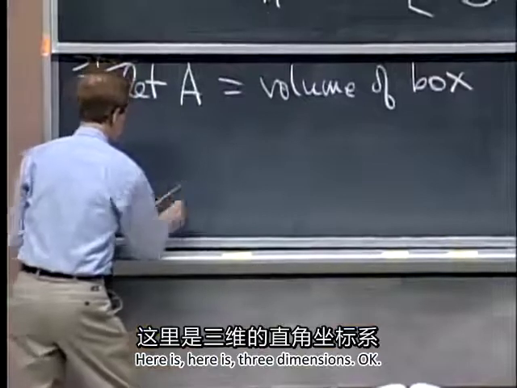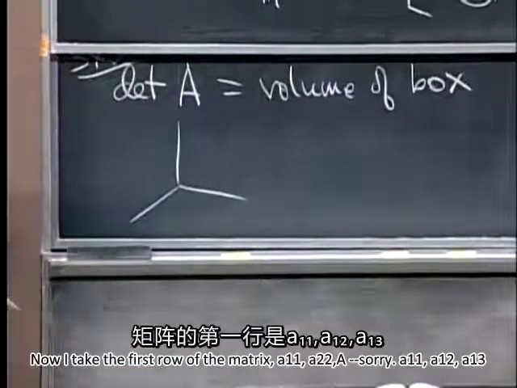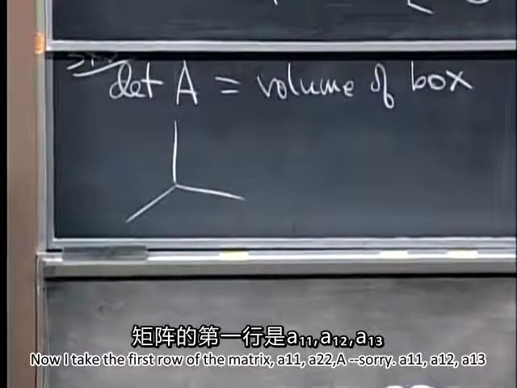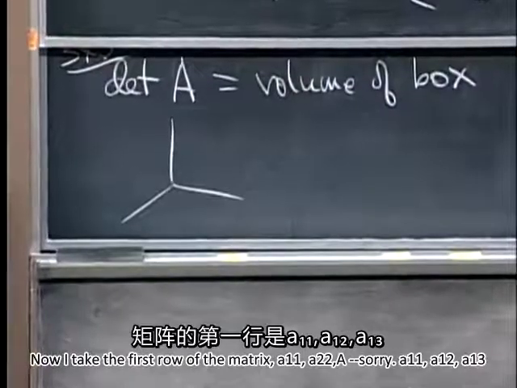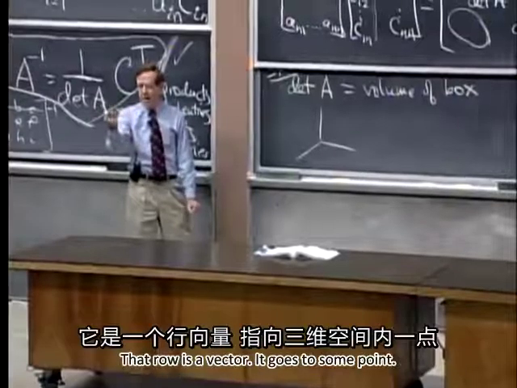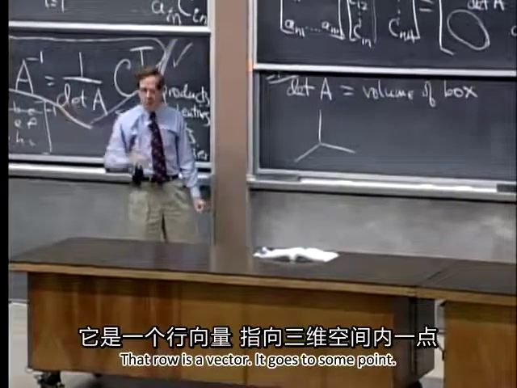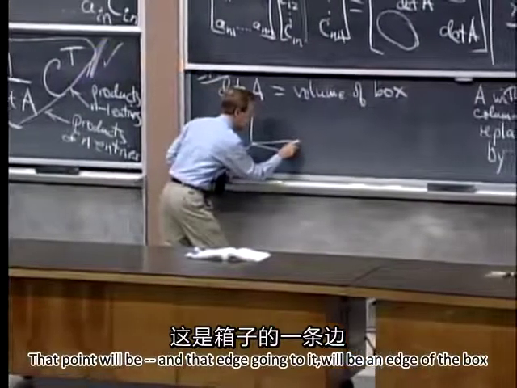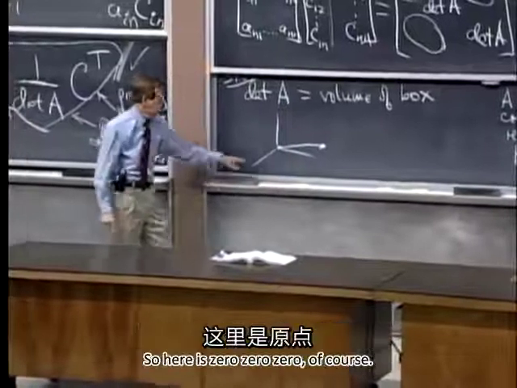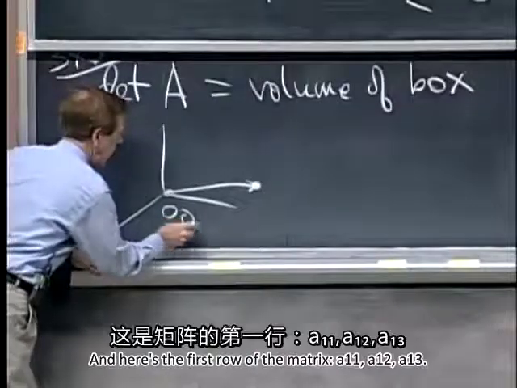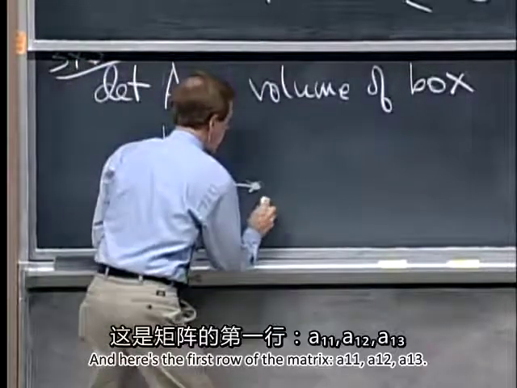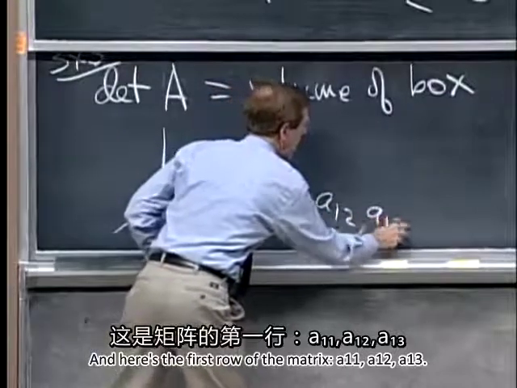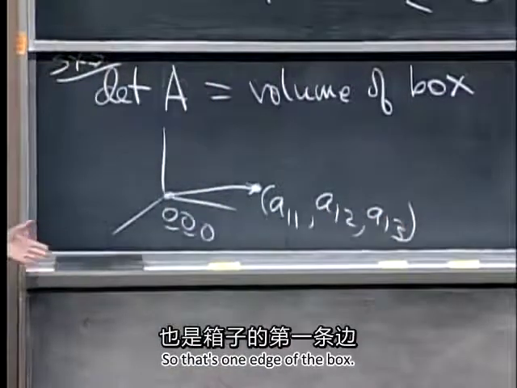Here's 3 dimensions. Now I take the first row of the matrix, A11, A12, A13. That row is a vector. It goes to some point. That point will be a corner of the box, and that edge going to it will be an edge of the box. So here's 0, 0, 0, of course. And here's the first row of the matrix, A11, A12, A13. So that's one edge of the box.